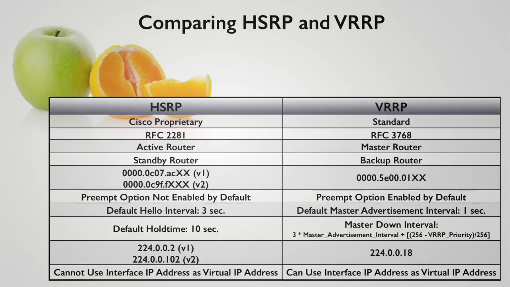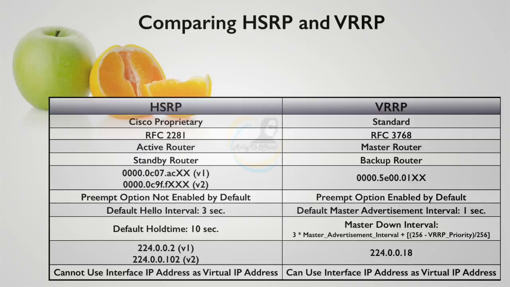The default master advertisement interval with VRRP is 1 second. And the default hold time for HSRP, the time after which the standby router will consider the active router to be down, defaults to 10 seconds. However, there's a different timer with VRRP. It's called the master down interval.